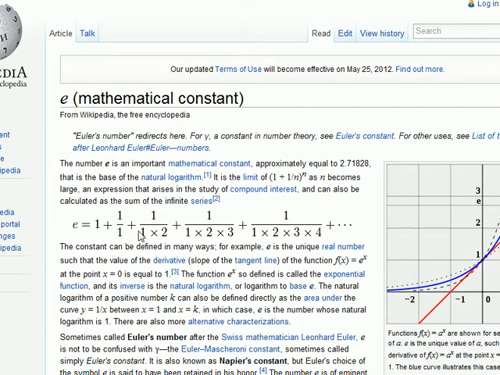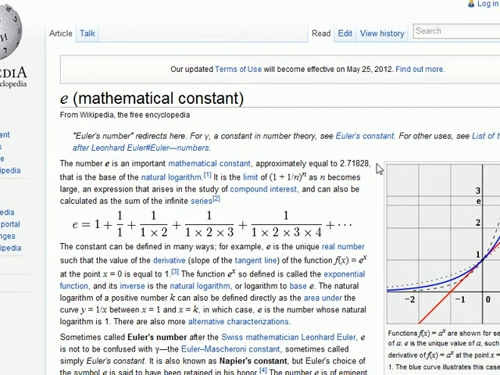1 plus 1 is 2. But what's this going to be? 1 over what? 2, which is a half, isn't it? And this is 1 over what? 6. And this gets smaller and smaller and smaller, doesn't it? Okay, so if I go out 100 places, that 100th place is going to be very, very tiny.